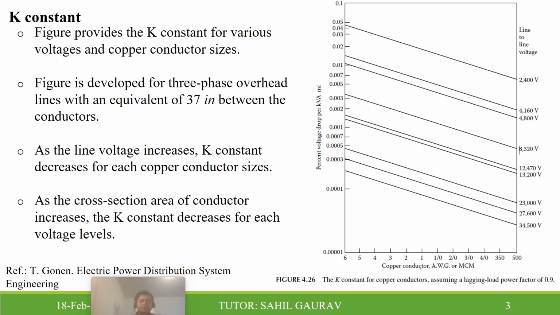Now if you look at the figure, on this axis we have the copper conductor size given in AWG or MCM. AWG means American wire gauge, and MCM means 1000 circular mils. American wire gauge is generally used in North America for the dimensions of copper conductors for power and telecommunication purposes. MCM is generally used in Europe, for example Germany. The first M denotes 1000, and mils also denotes M, so it is 1000 circular mils. On this side we are given the conductor size, and on this side the line to line voltage.